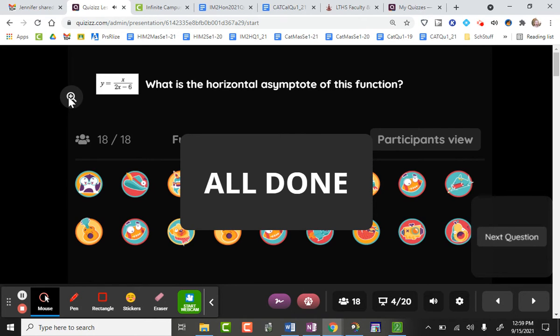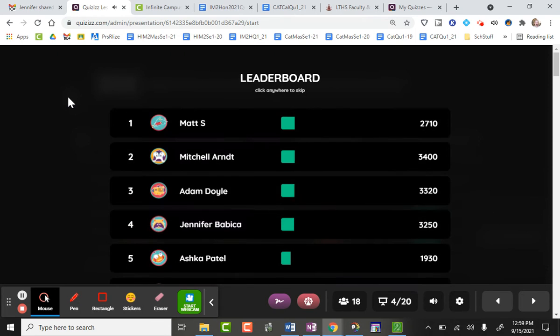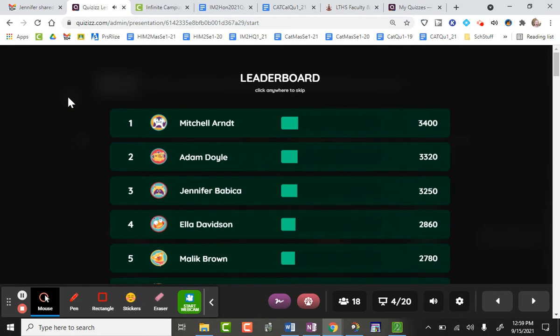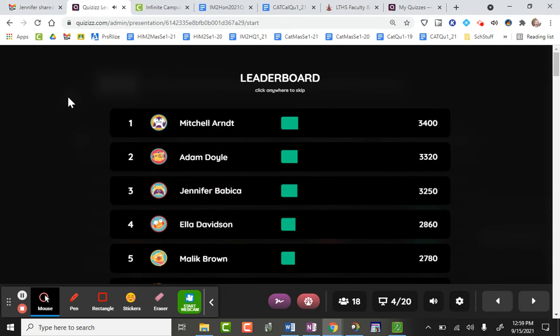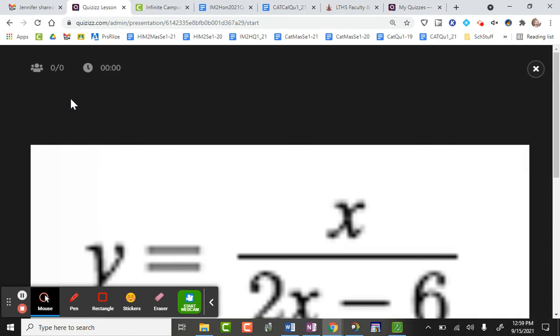Okay, when that comes back up, the degrees are equal. Let's see how many people got it right. Oh, there's the leaderboard. At least you're seeing who the winners are. Mitchell, nice. 9 people. That's not enough. It's too many people missing.